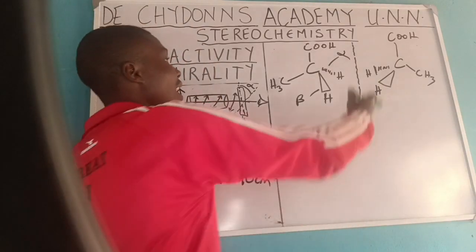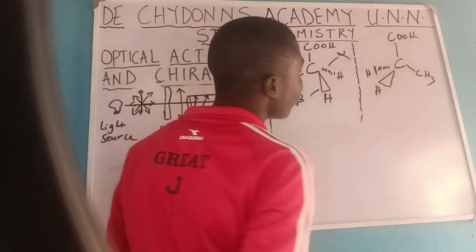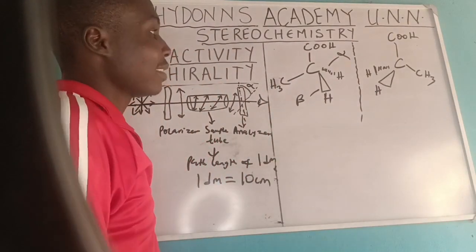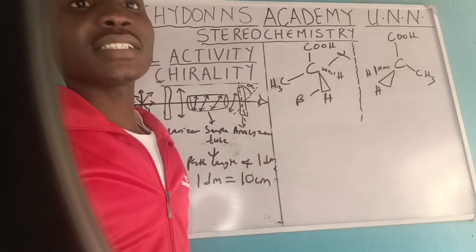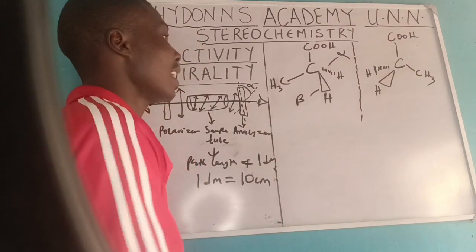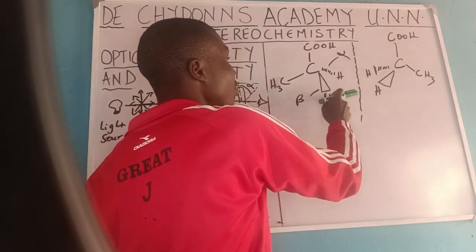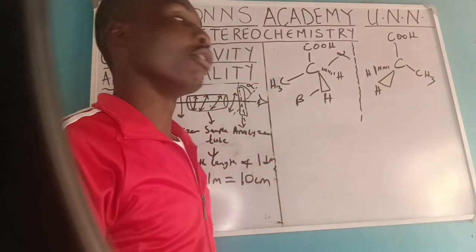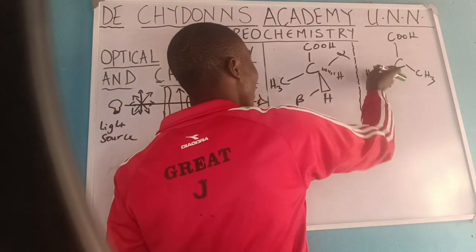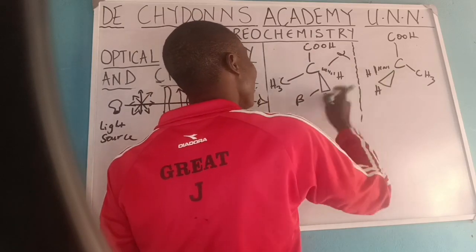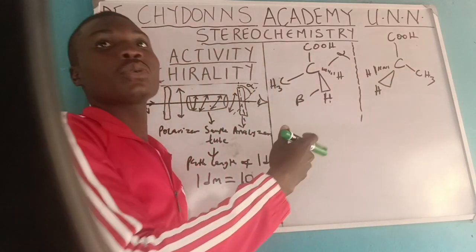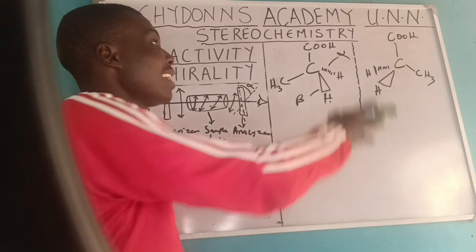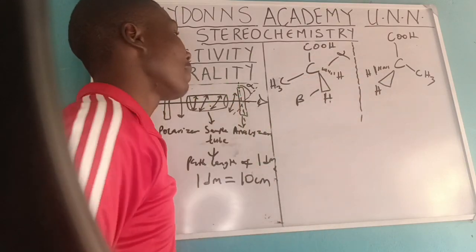Now, when we put a mirror here, you have a mirror image of the propanoic acid. You realize what's changed? The only thing that changed is that the hydrogen that was at the front is now at the back, and the hydrogen that was at the back is now at the front. Now, you may look at this and say, but these two hydrogens are still at the back. Can we redraw the structure so you understand clearly what has taken place at this particular point?